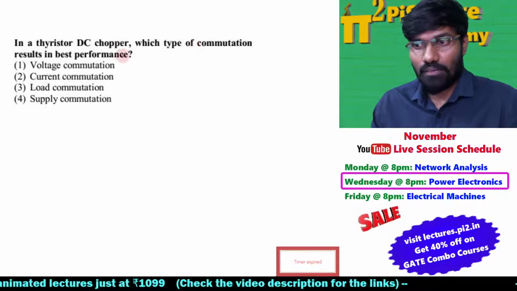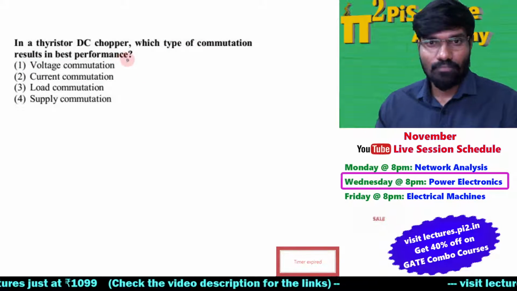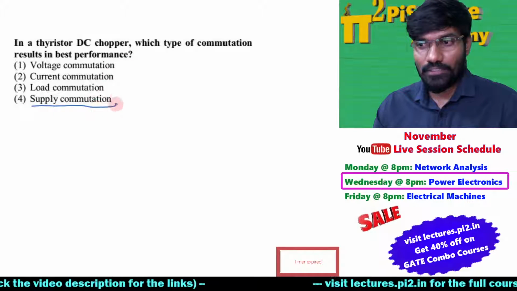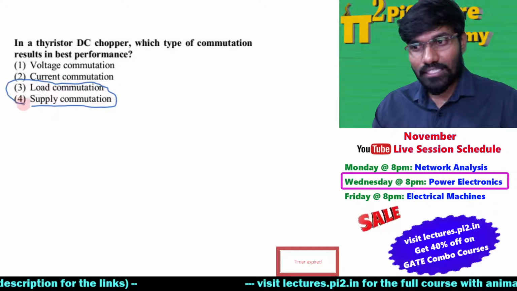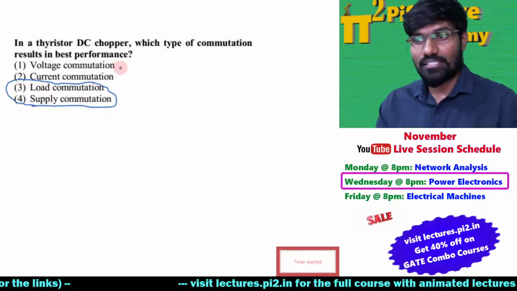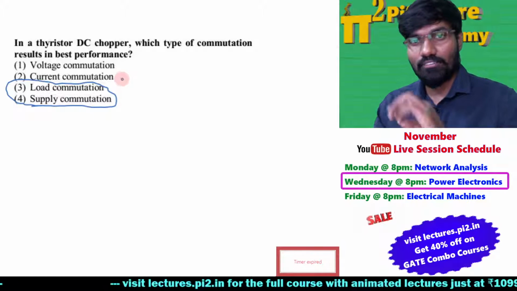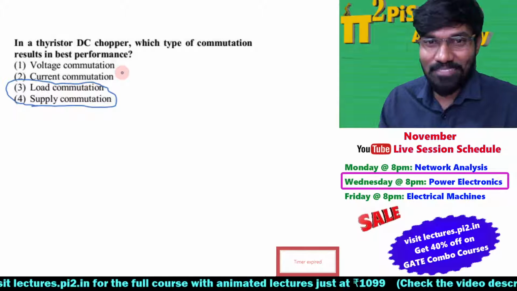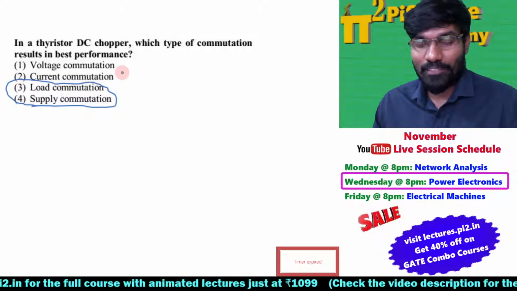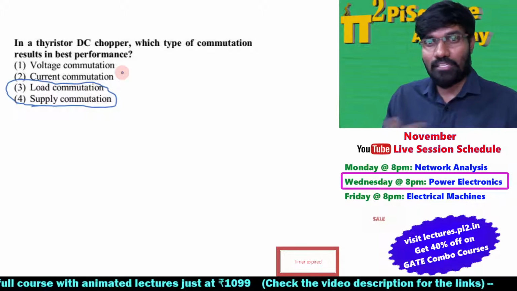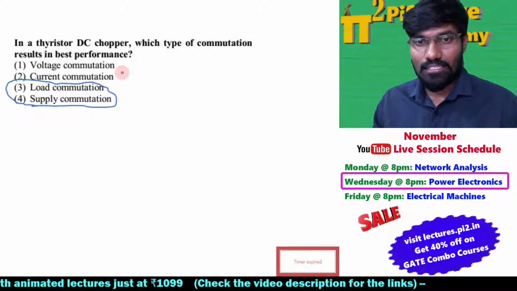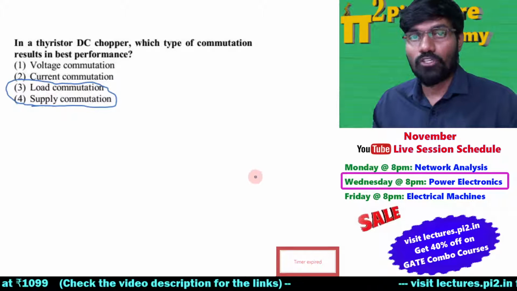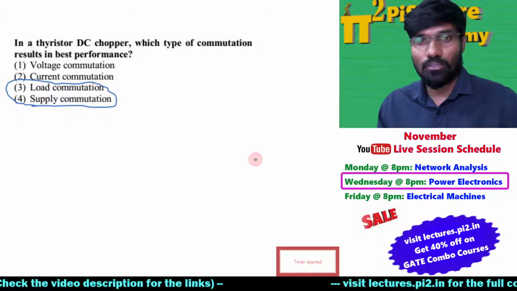Which type of commutation results in the best performance? Load commutation, supply commutation, or natural commutation, they are just commutating. They are not going to give you the best results. These forced commutation techniques are going to give you the best results because you are forcing the commutation to happen. Obviously, when you are forcing something, the performance will definitely be better. It's not just using the parameters that are already there inside. You are forcing something to happen. So obviously, forced commutation works better than any other commutation technique.